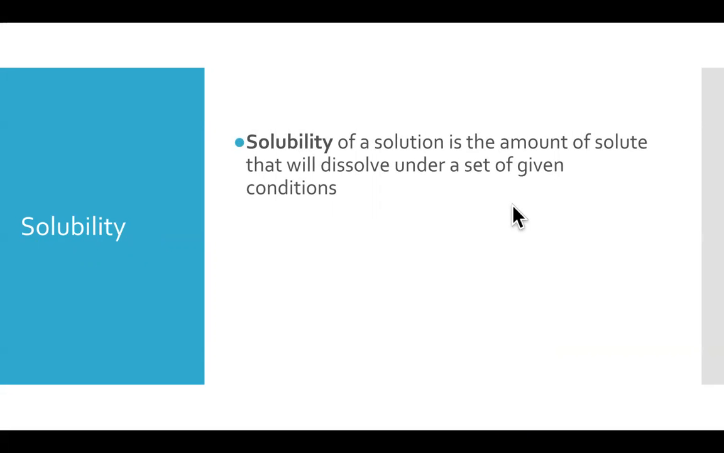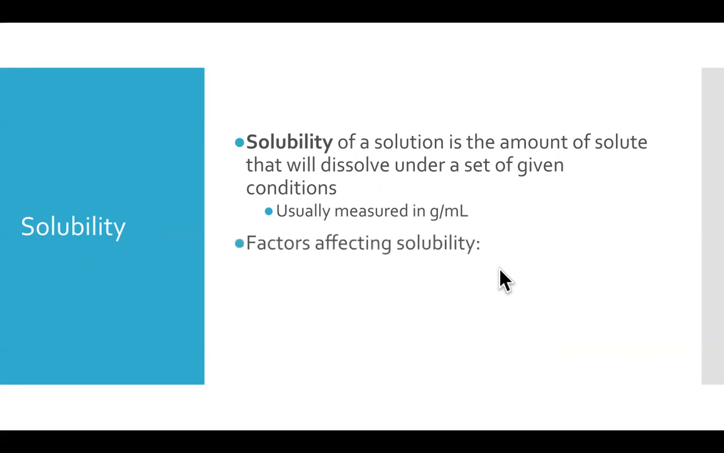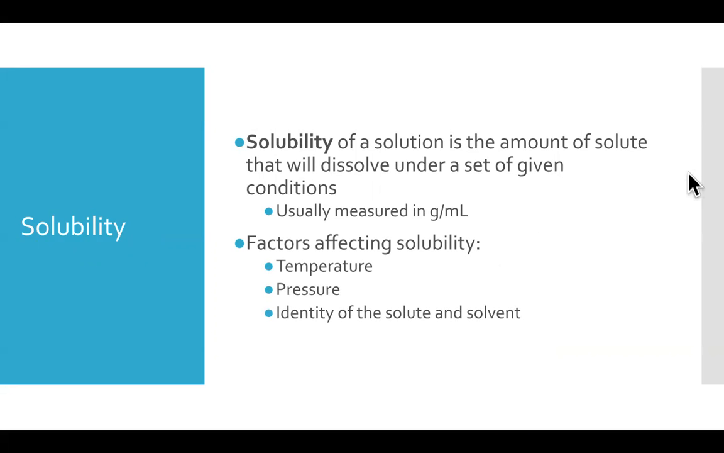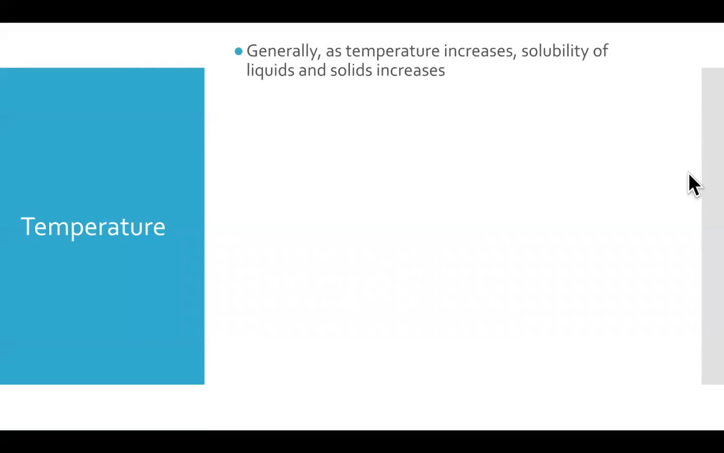Solubility of a solution is just the amount of solute that will dissolve under a set of given conditions. So it's a quantifiable number. We usually measure that in grams per milliliter. Factors that affect solubility include temperature, pressure, and the identity of the solute and the solvent. So let's look at temperature. As a rule, as temperature increases, solubility of liquids and solids increases. The higher the temperature, therefore, the more salt can dissolve in water. I hope that makes sense.